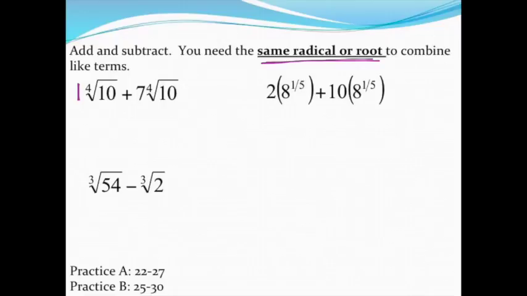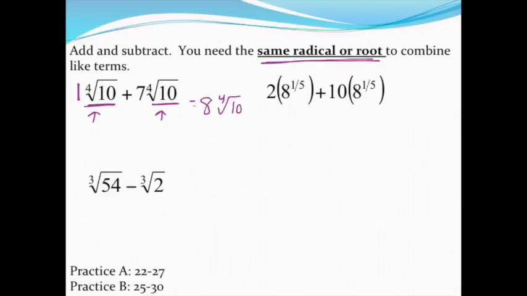Notice that I've got 1 times the 4th root of 10, and then 7 times the 4th root of 10. Well, we can consider them like terms because they have the same exact radical on each one, the 4th root of 10. So if I've got 1 of them in this hand and 7 of them in this hand, then altogether I have 8 times the 4th root of 10.